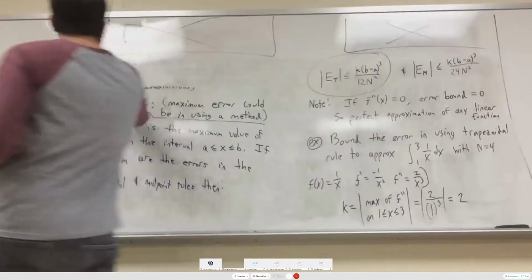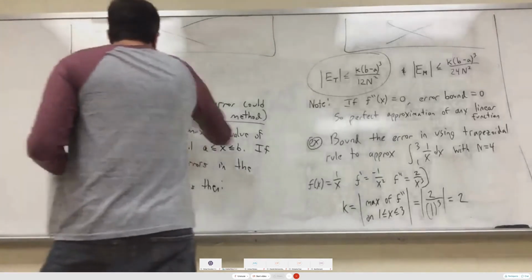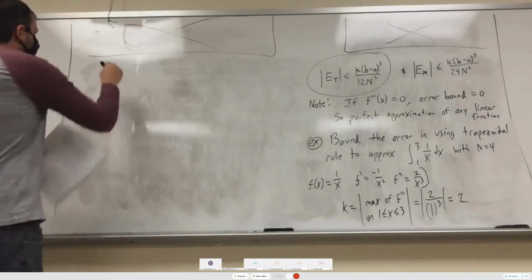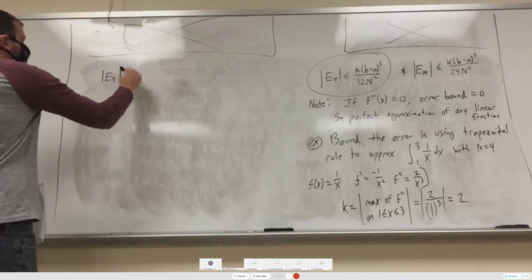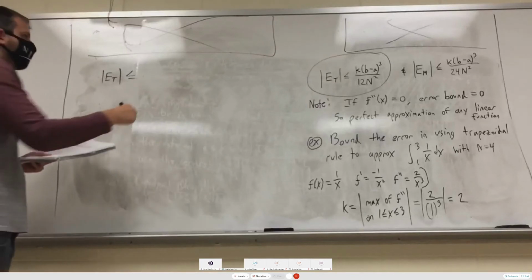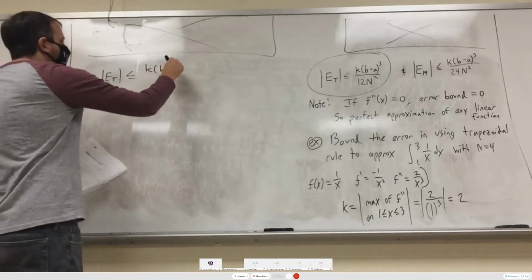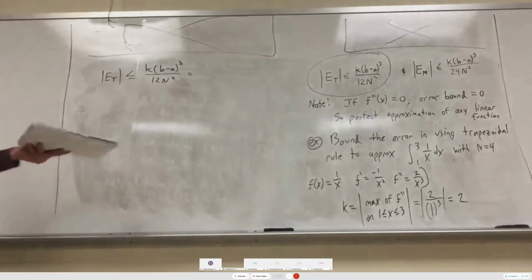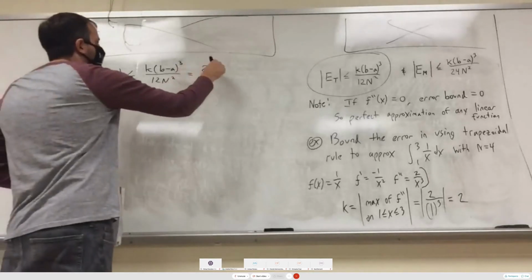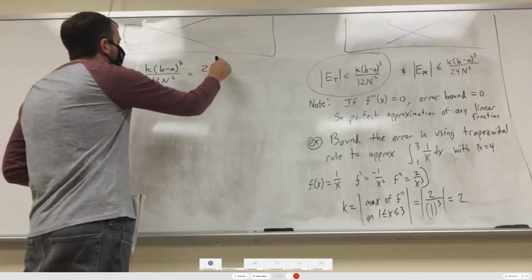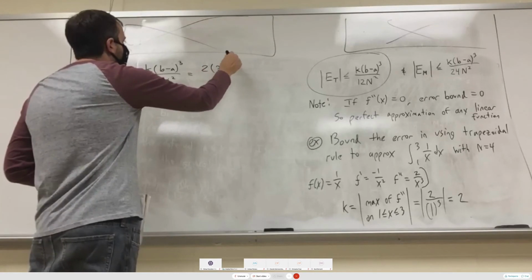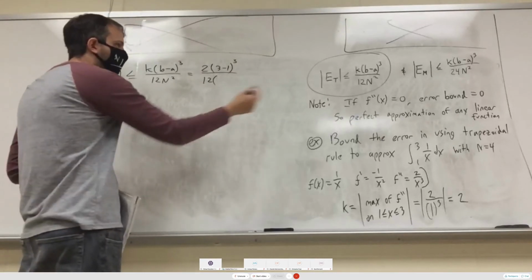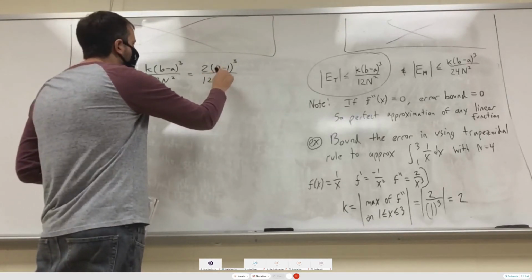Let's do the error bound over on this side. Okay, so E of t is going to be less than or equal to, I'm going to rewrite the formula, k times b minus a cubed over 12n squared, and we can fill all that in now. Where k is 2, we just found that. B and a are the endpoints, so 3 minus 1 cubed over 12. N is your number of subdivisions, which we gave as 4 squared.